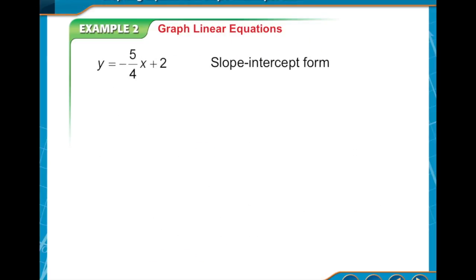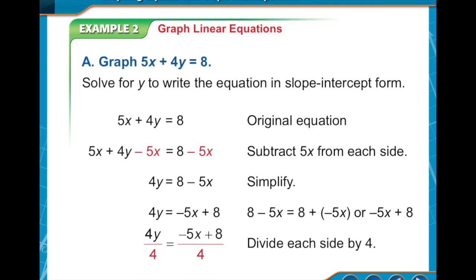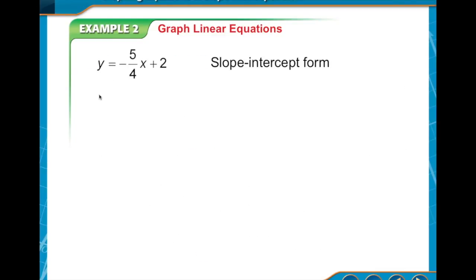Okay, so on the left we get just y. On the right we get negative 5 over 4 x. Negative 5 over 4 x, we can't simplify that. Plus 8 over 4, and 8 over 4 as a number is just 2. So when you carry all that out, this is our final product for our equation.